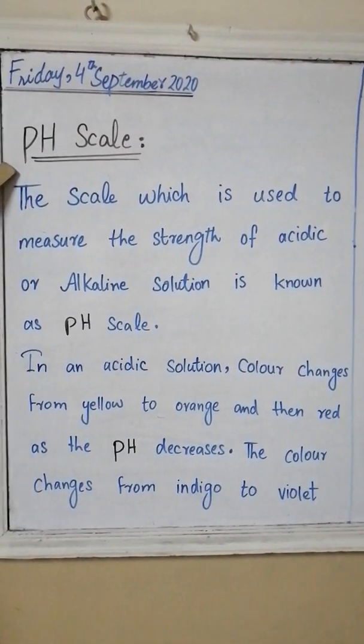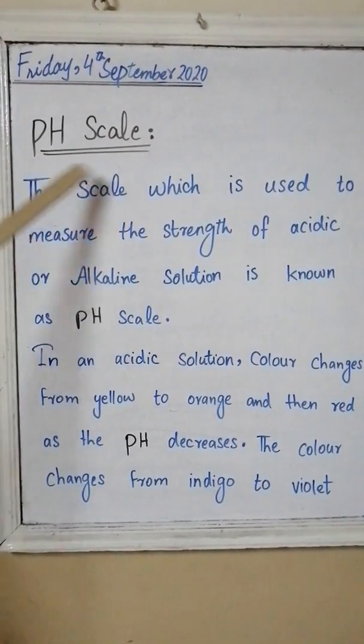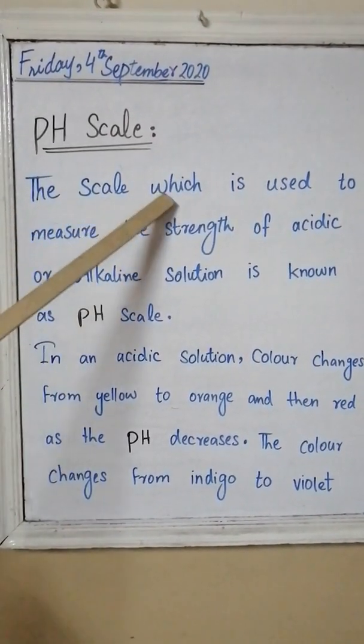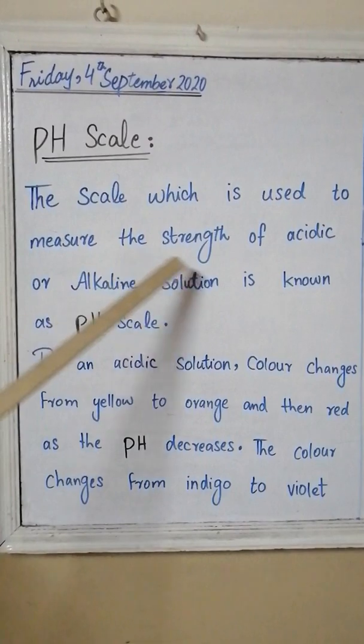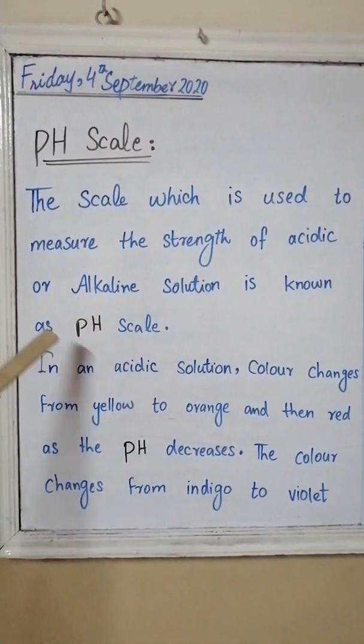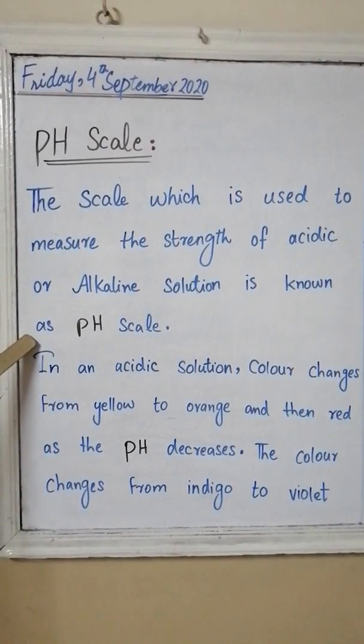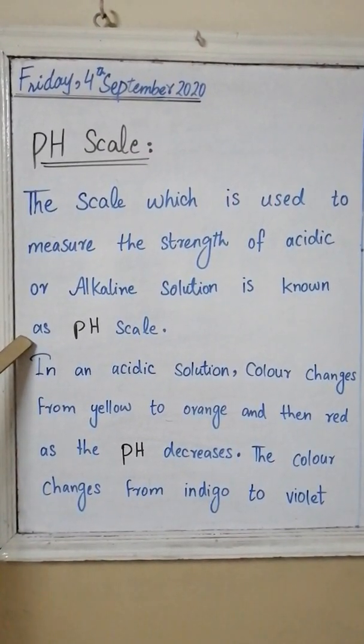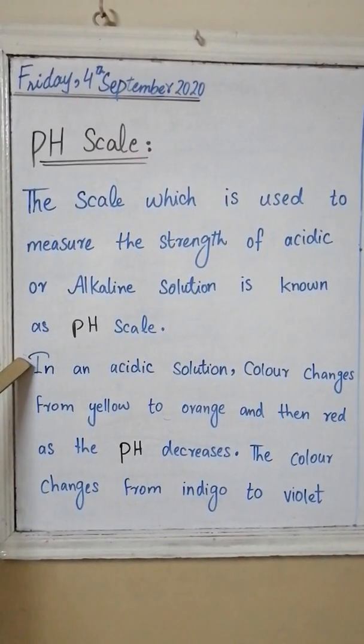Today we have to discuss about pH scale. The scale which is used to measure the strength of acidic or alkaline solution is known as pH scale. A universal indicator paper is used to measure the pH of a solution.